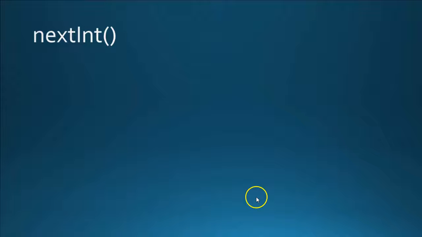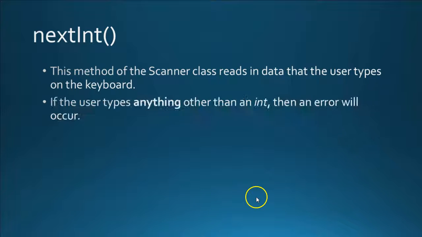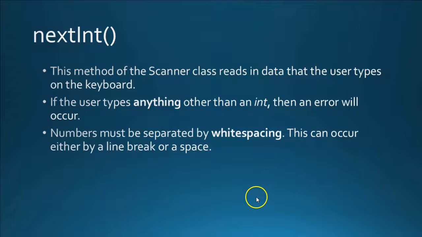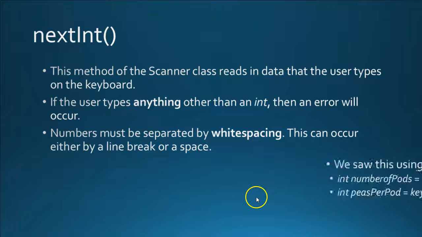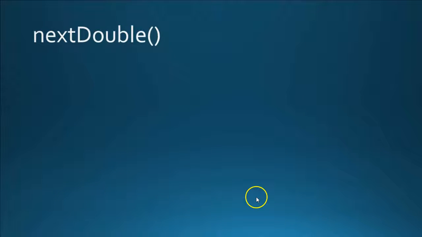All right. So that nextInt method that we saw earlier is a method of the Scanner class that reads in data that the user types on the keyboard. If the user types anything other than an int, then an error will occur. Numbers must be separated by white spacing. This can occur either by a line break or a space. We saw this again in our example. Here's that code. int numberOfPods = keyboard.nextInt, and int peasPerPod = keyboard.nextInt.